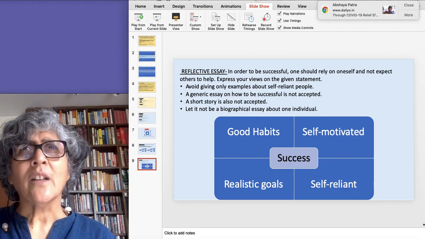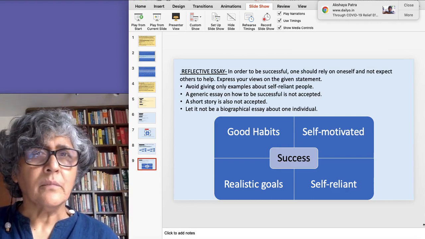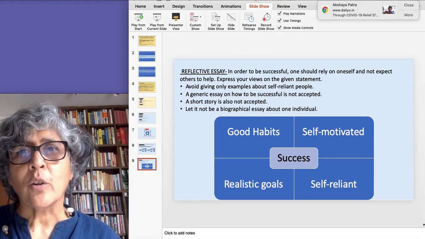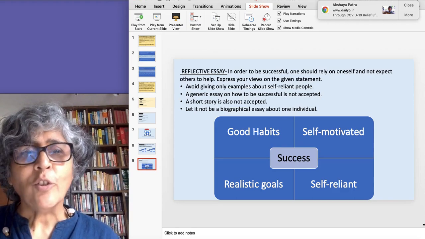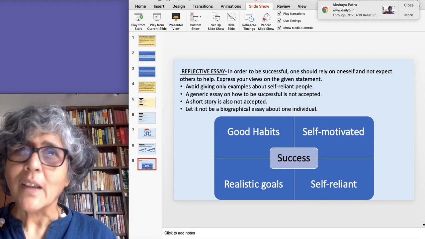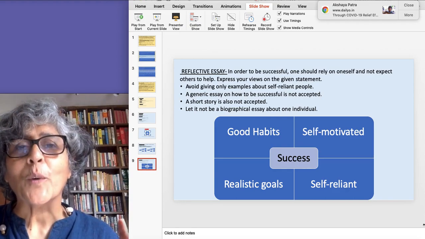I know I cannot be the snooker champion, or I cannot be an NBA player ever. I must have realistic goals. I'll be a good teacher. Realistic goals, and I'll work towards it.